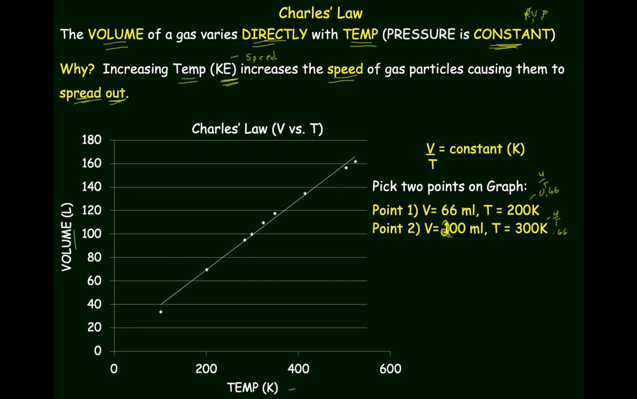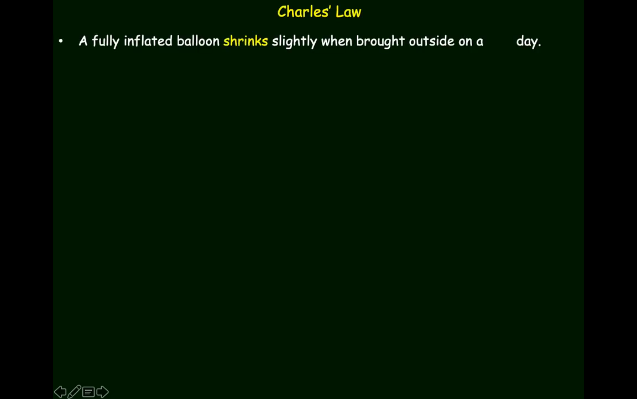So it's important to know that we're looking at the right data here. So V over T is going to be the same number. Okay, V over T equals a constant. All right, and there are a couple of things that we're going to see with some real life examples with this.